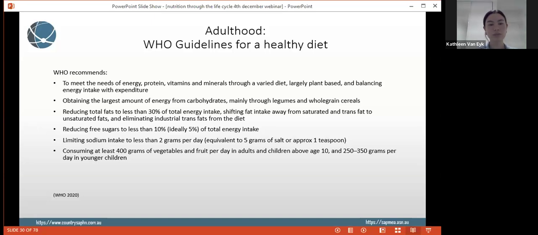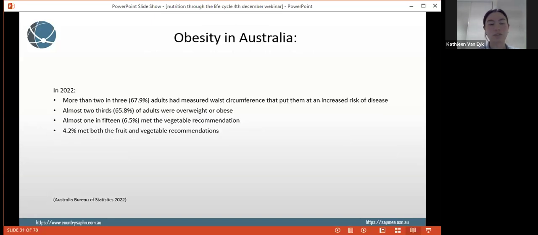And then fruits and vegetables, so lots of fruits and vegetables, at least 400 grams of fruits and veggies a day, which most of us don't actually get, and that's what I'm going to touch on now. So in terms of obesity in Australia, it is becoming much more common, and in 2022, more than 2 in 3 adults had a measured waist circumference that put them at risk of disease, and almost 2/3, about 66% of adults, were overweight or obese in 2022.